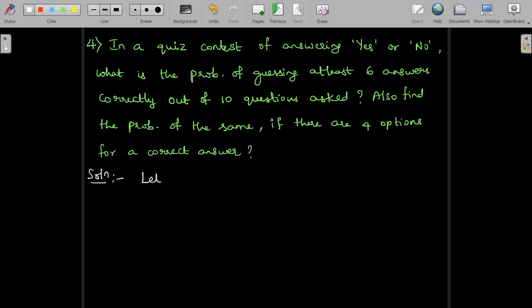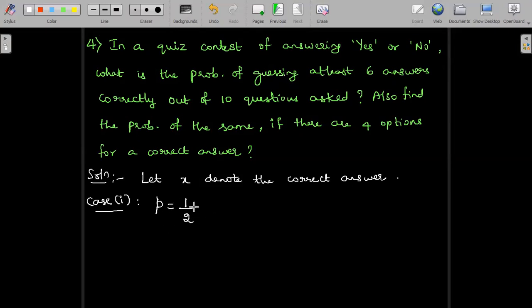So let us denote firstly X as the correct answer. Case 1. In case 1, we have 2 choices. Either the answer can be yes or no. So what is the probability of getting a correct answer? Probability of getting a correct answer will be 1 by 2.